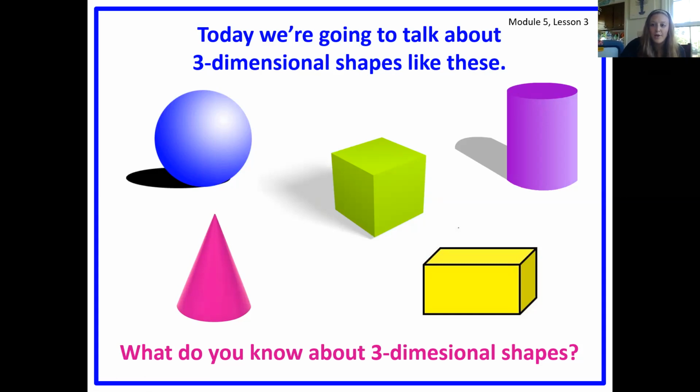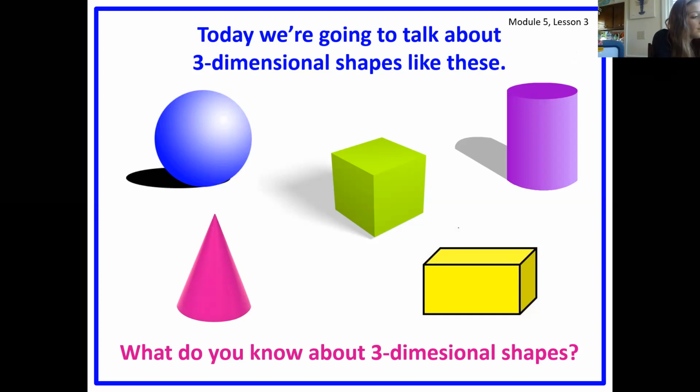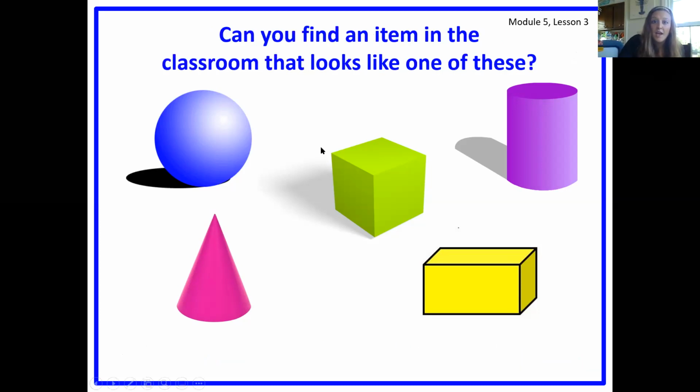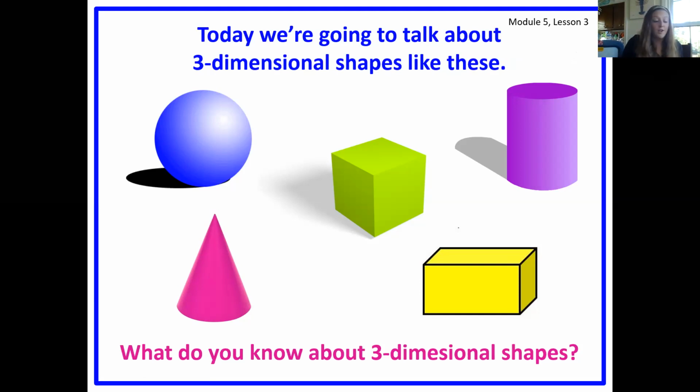So what I want to do with you is we're going to name these shapes. In order to name them, we're going to move into describing them and their attributes. So we're going to be able to tell the number of faces they have, and the number of vertices or sides that they have. So what I'd like for us to do is go ahead and name them. I have a chart I'm going to share with you.